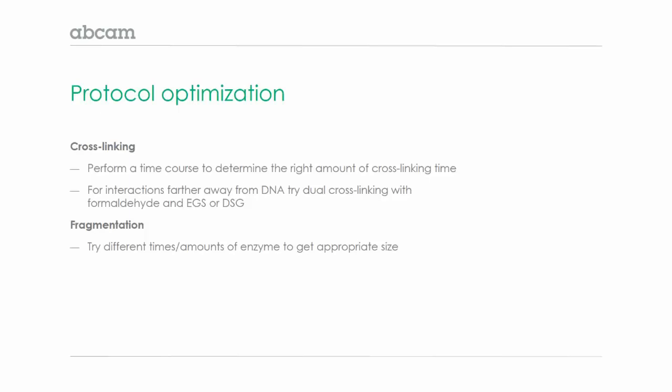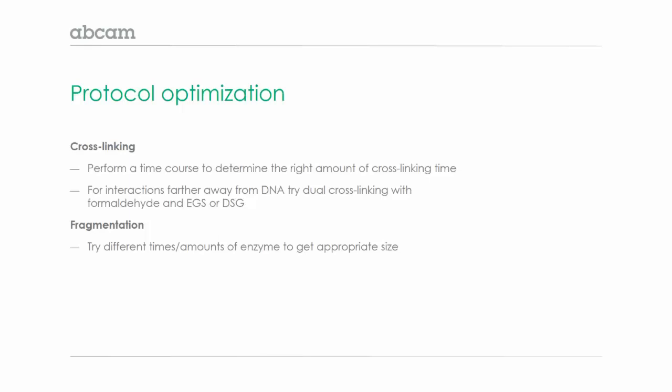You should perform a time course to determine the right amount of time to cross-link, which could be anywhere from 2 to 30 minutes, but 10 to 15 minutes is usually sufficient. If you're looking at protein-DNA interactions that are mediated by other proteins and are not directly bound to DNA, you may need to try a dual cross-linking strategy, where you cross-link with a combination of formaldehyde as well as an additional cross-linking chemical such as EGS or DSG.